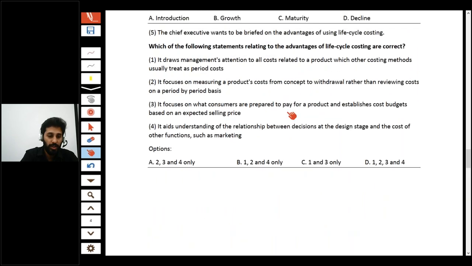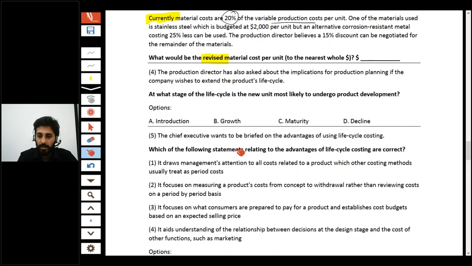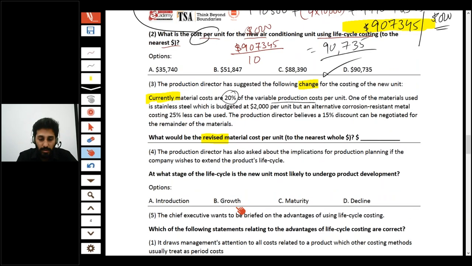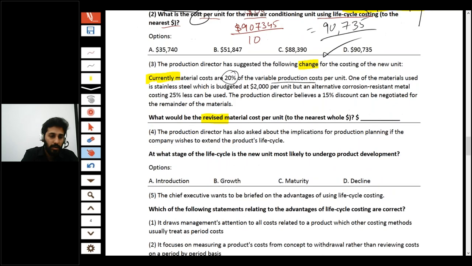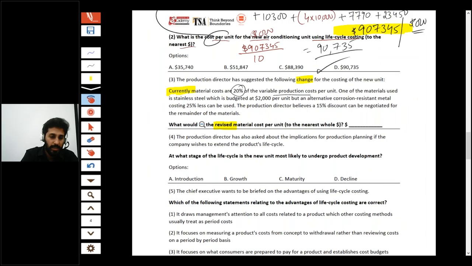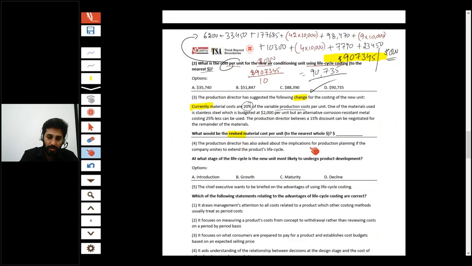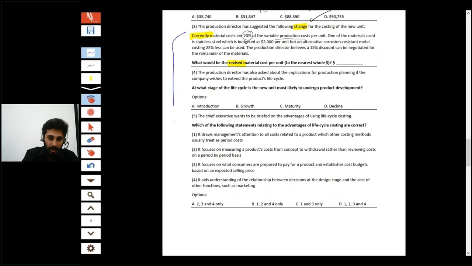I'm not solving this here. Question number 3. I'm now solving question number 3 at the bottom of this page. I'm solving it here, right? Question number 3.